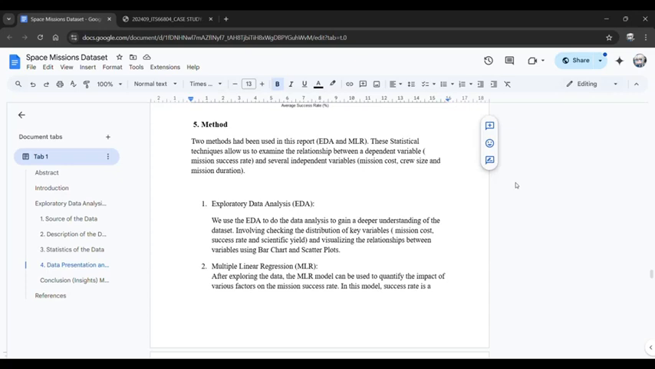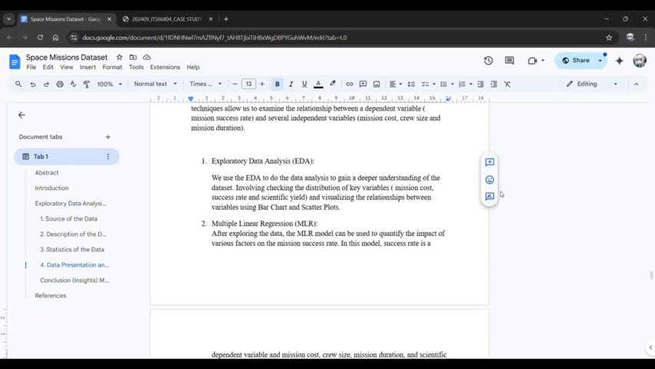So let's move on to the first one, exploratory data analysis, EDA. We have used EDA to gain a deeper understanding of the dataset we have chosen. This involves checking the distribution of key variables like mission cost, success rate, and scientific yield. We also visualize the relationships between the variables using bar charts and scatter plots, which were provided in the previous part of our report.